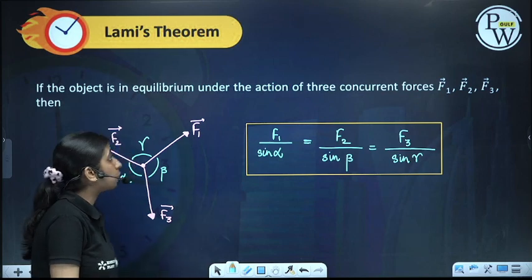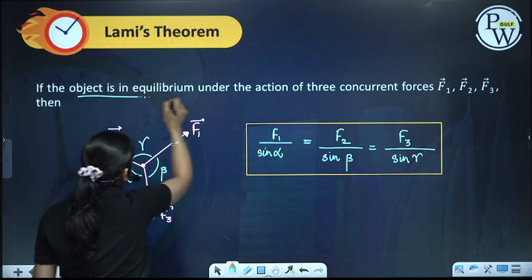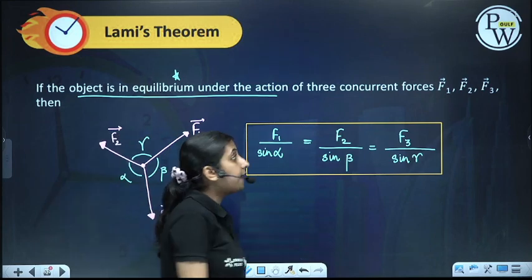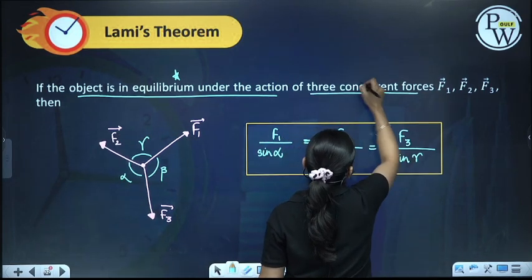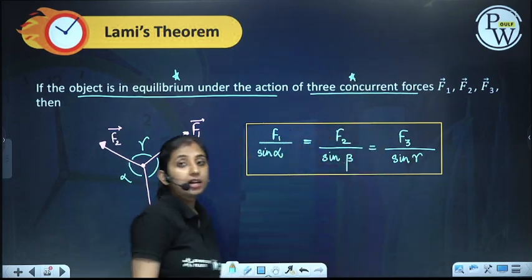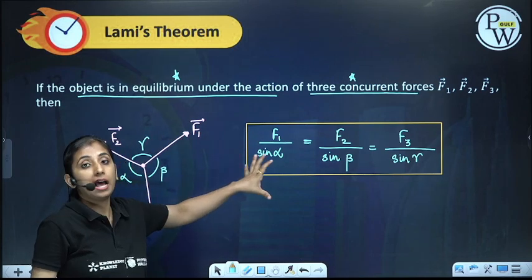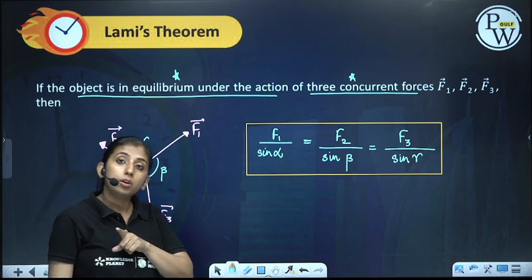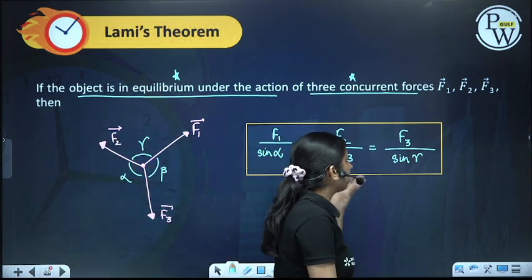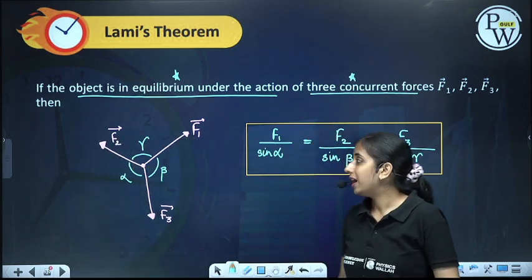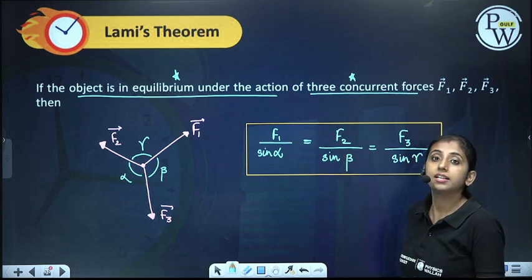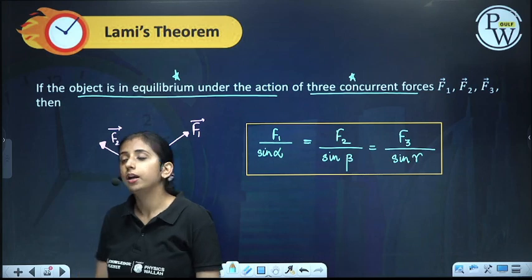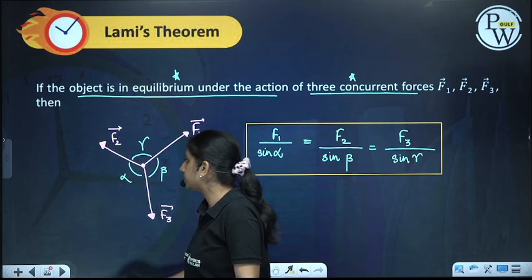Lami's theorem is only and only applicable if the object is in equilibrium under the action of 3 concurrent forces. These are the conditions. Then only we can have this Lami's theorem. If we have a particle in equilibrium under the action of 3 concurrent forces, then we will have F1 by sine alpha is equal to F2 by sine beta is equal to F3 by sine gamma. This is Lami's theorem.